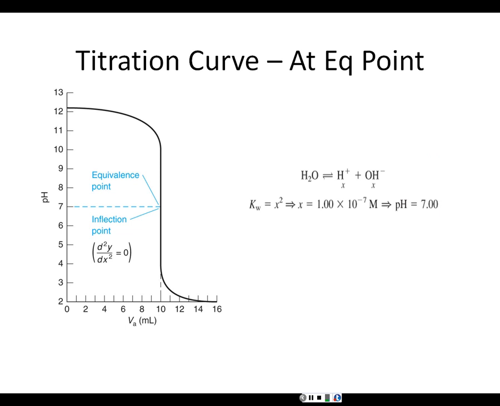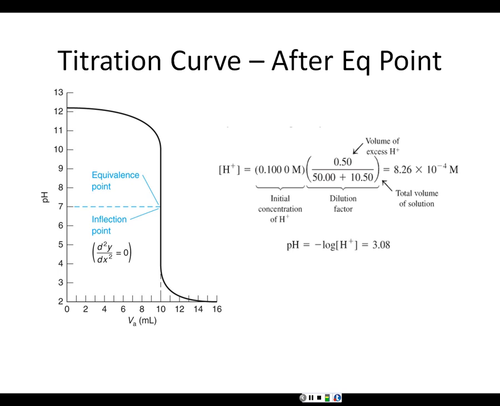At the equivalence point, again, all of the strong base that you added has completely reacted with the strong acid that you've added. All you have is a water equilibrium. With the water equilibrium, we're looking at the Kw, and that has a pH of 7, equal amounts of hydrogen ion and hydroxide ion.